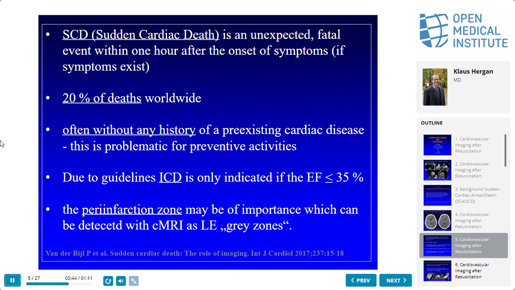They don't have late enhancement in there, and the interesting point is that in MRI we find some things in the peri-infarction zone, and this is the area where normal myocardium is together with scar tissue, and this is usually an area where there are some electric disorders arising.